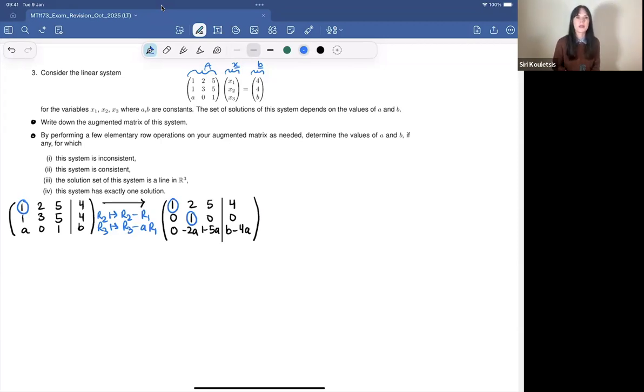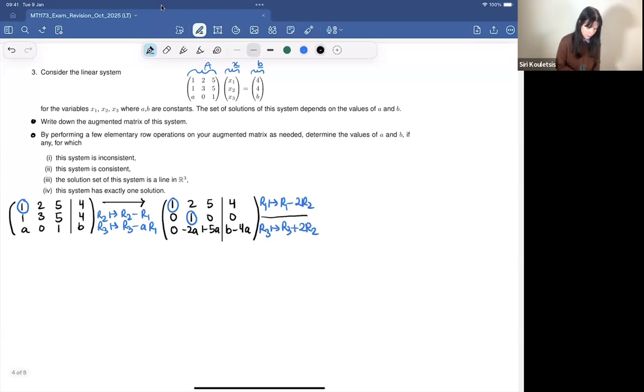We see here that we have a leading one in the second row. So creating zeros above and below. We get now the following.